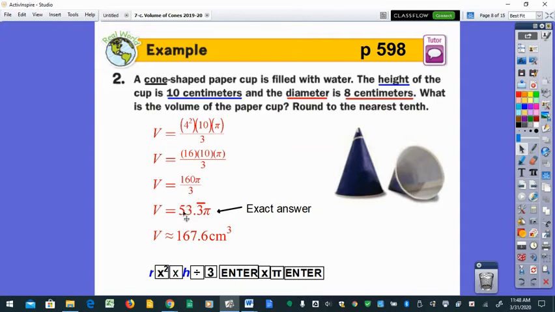Divided by 3 is 53.3, repeating, and I'm going to put the bar there and stop, put the pi on. That's my exact answer. Need the bar on there to know that it is your exact answer. And I'm going to leave that 53.33333 in the calculator, multiply it by pi, and now that's approximately equal to 167.6 centimeters cubed. Here are the steps in the calculator again if you need them. I'm going to move on.